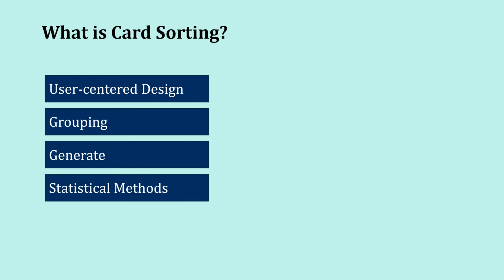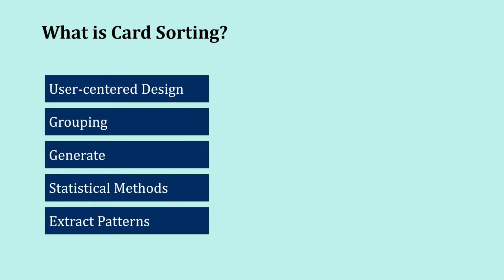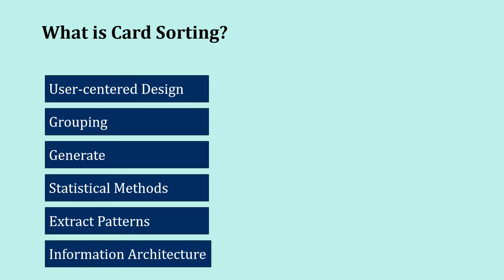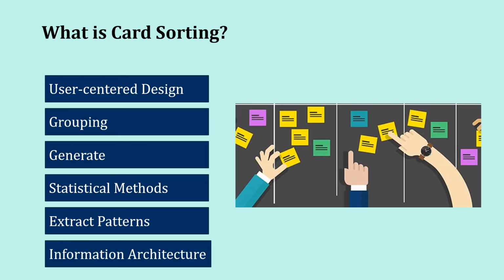Various statistical methods can be used to analyze the data. The purpose of the analysis is to extract patterns from the population of test subjects so that a common set of categories and relationships emerges. Card sorting is a method used to help design or evaluate the information architecture of a site that matches user expectations.